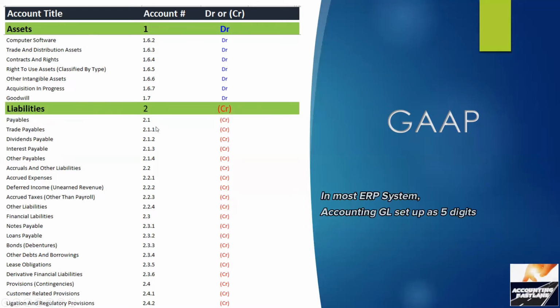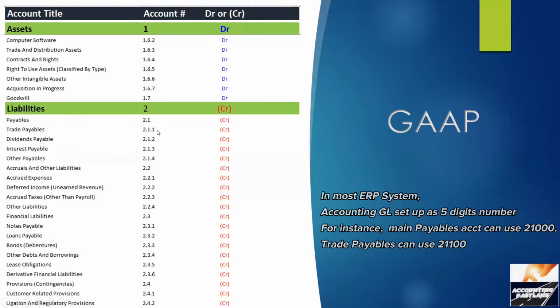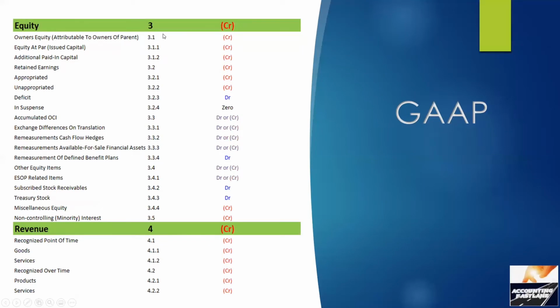In most GL accounts in an ERP system, there are 5 digits. For instance, if you want to name payables, you can use 21000. Like this one, trade payable, you can use 21100. Equity accounts start with number 3. All the equity is basically showing what the business owners claim from the business. Here you can see it's owner's equity and retained earnings.